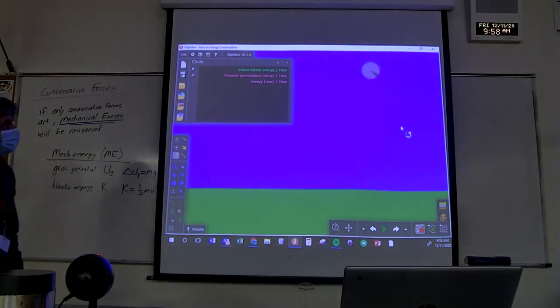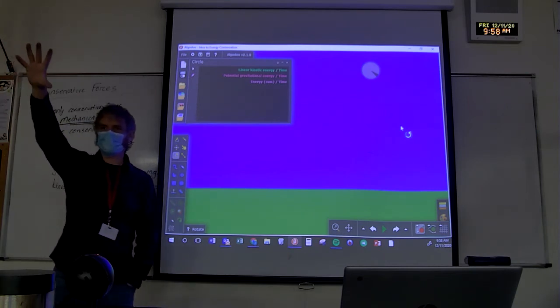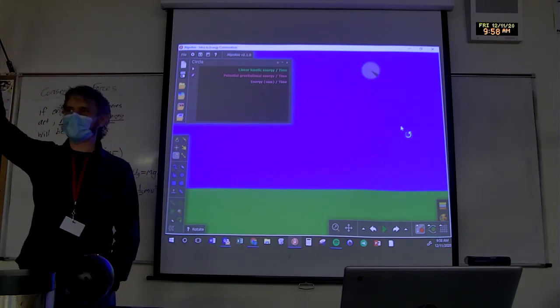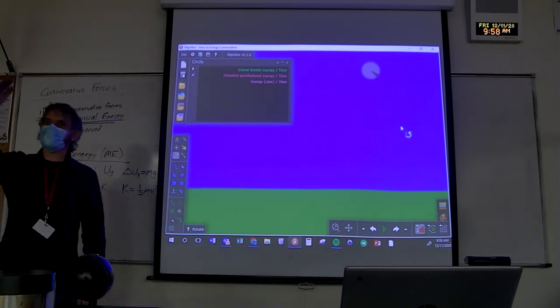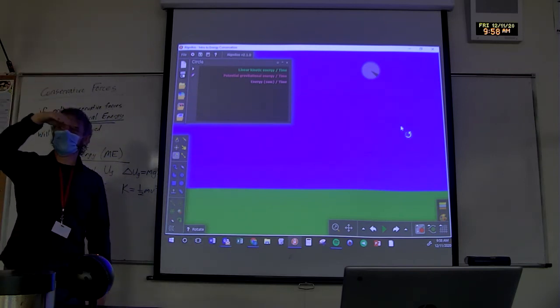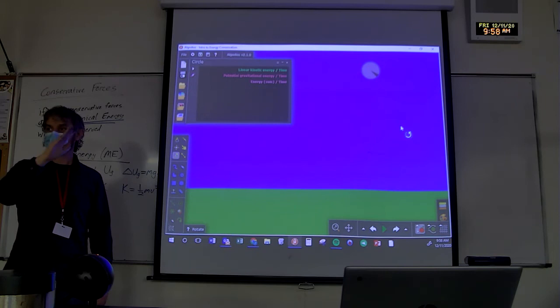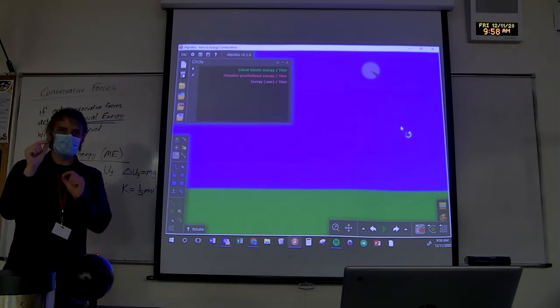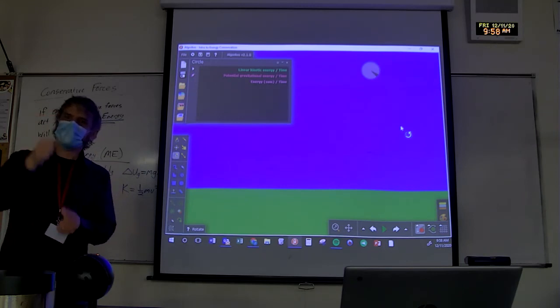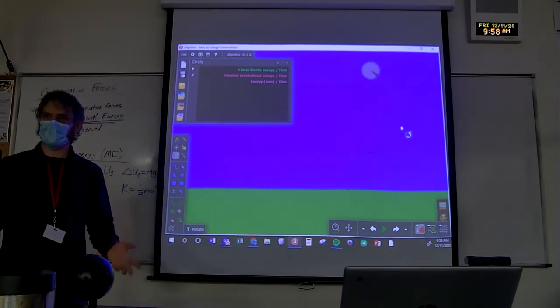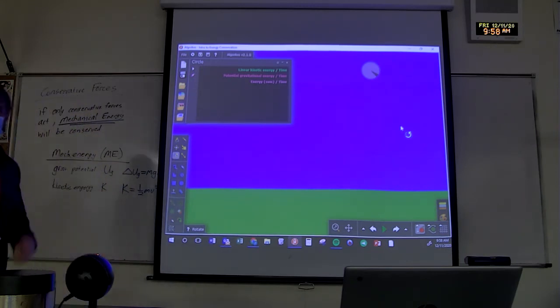Okay. So we drop it, we let go. It starts with maximum potential energy, 0 kinetic energy. And then the potential energy should decrease as the kinetic energy increases. And at all times, if the force that's doing the work is conservative, the sum of those two energies should be the same throughout the entire process.